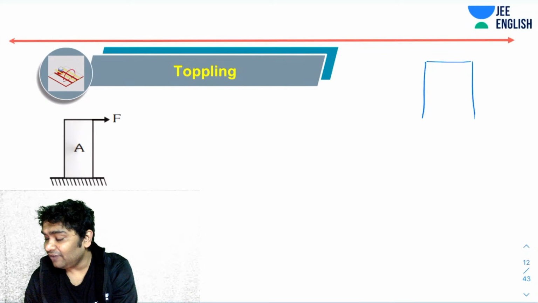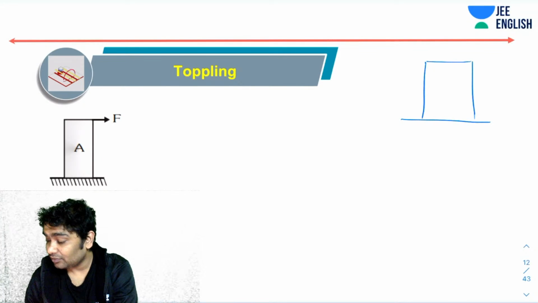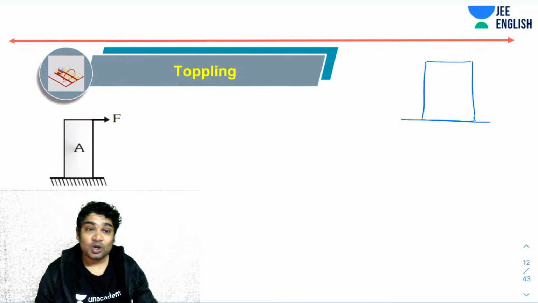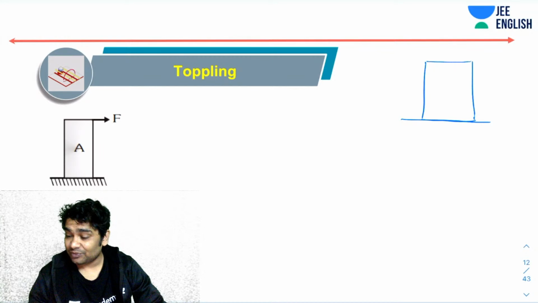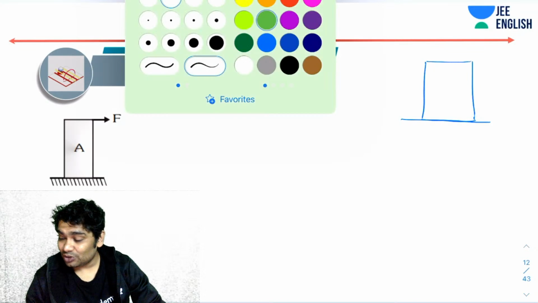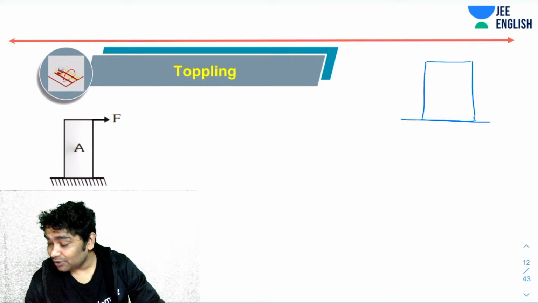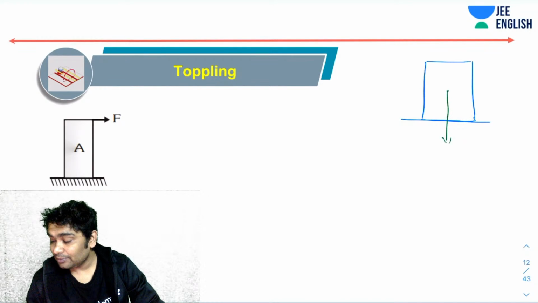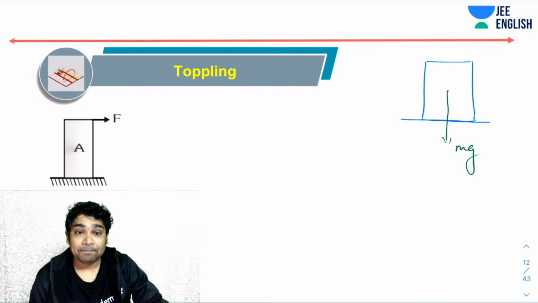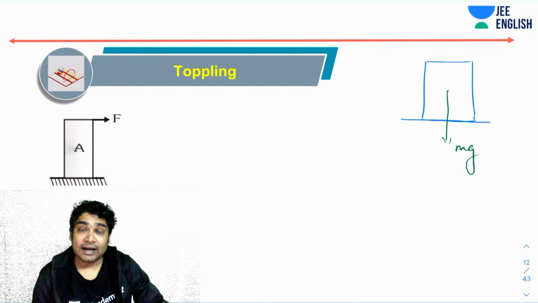When we draw the FBD of this, what all kind of forces will you show on this? First you show the weight, and where do you show the weight? The weight is shown at the center of gravity.